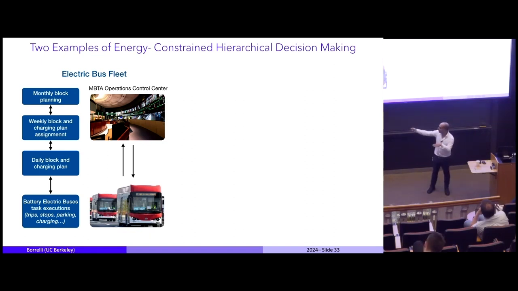At the bottom level, you have the drivers that do daily tasks. They drive, they make trips, they make stops, and they also have to decide when to charge, for how long to charge, and where to charge this bus. These are battery electric vehicles.